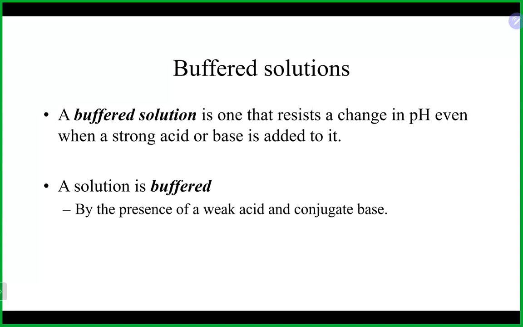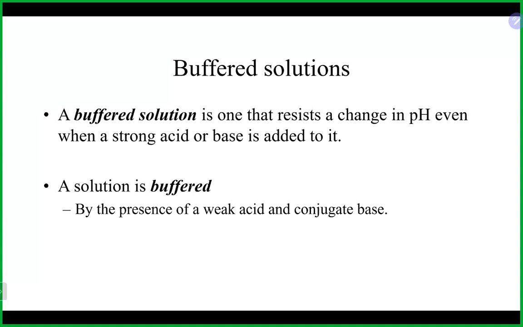Same idea if you add base to that buffer: if it's made properly, it will go up maybe a little bit, but not a big jump. So maybe if you add some base, it goes from 5 to 5.1 or something like that. It will not go from 5 to a pH of 12. So you won't see these really big changes in pH. The reason a buffer is able to resist changes in pH is what it is made out of. And a buffer is made out of two things.